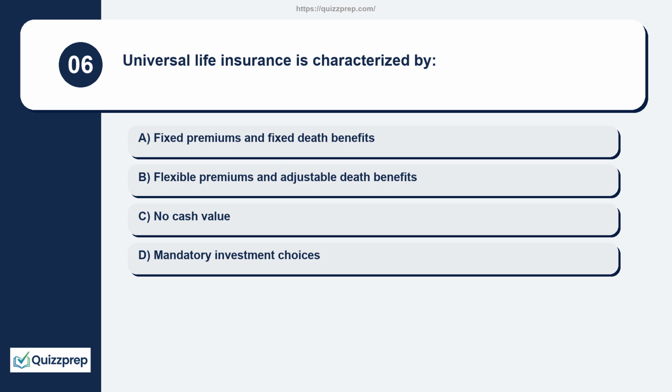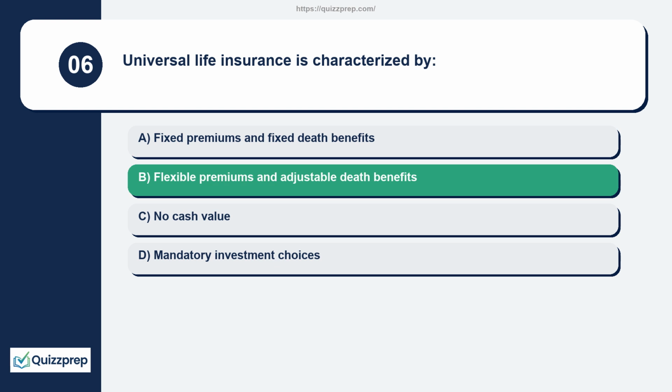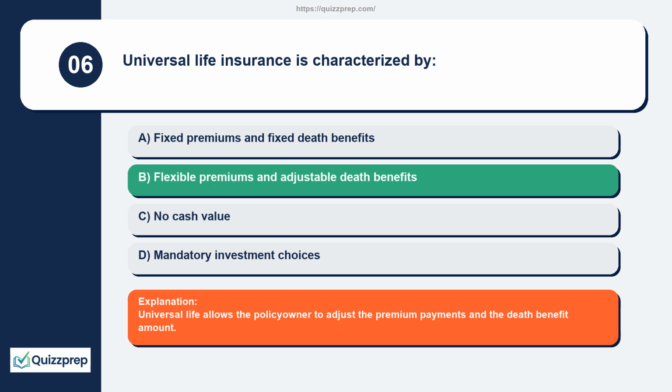Question 6. Universal life insurance is characterized by fixed premiums and fixed death benefits, flexible premiums and adjustable death benefits, no cash value, mandatory investment choices. Universal life allows the policy owner to adjust the premium payments and the death benefit amount.